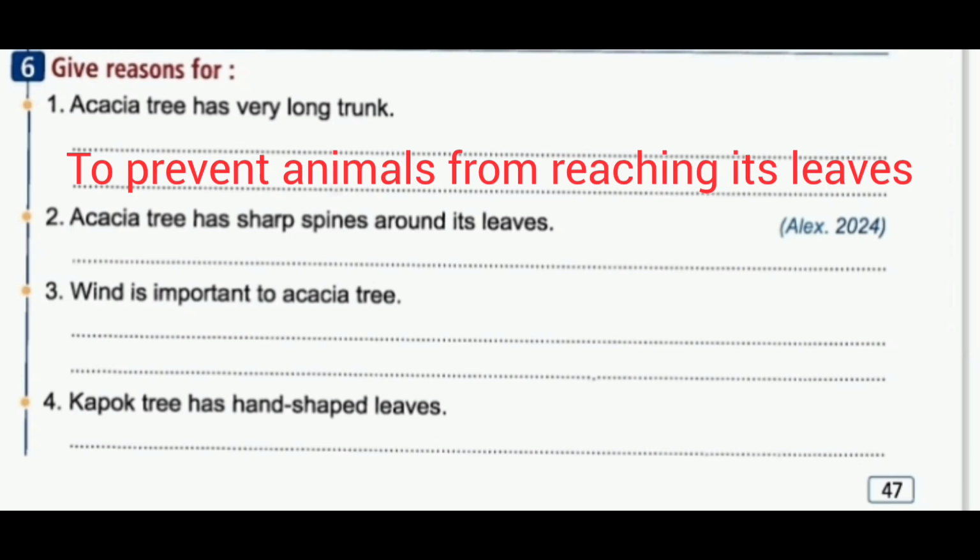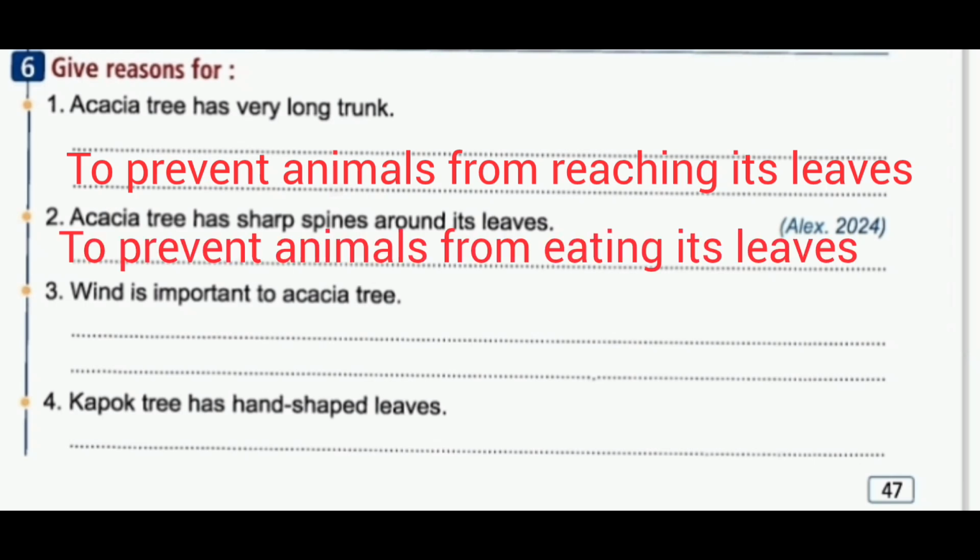Number 2. Acacia tree has sharp spines around its leaves. Acacia has sharp spines to prevent animals from eating the leaves. To prevent animals from eating the leaves.